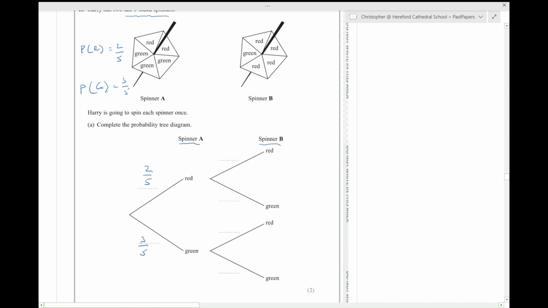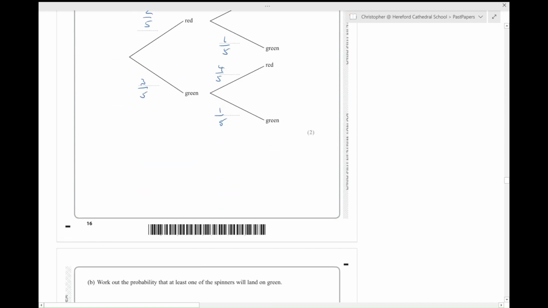Good. Spinner B, probability of getting a red is 4 out of 5, isn't it? Look, 1, 2, 3, 4. So probability of getting a red is 4 out of 5. So probability of getting a green is 1 out of 5. 4 out of 5. 1 out of 5. So that is my probability tree diagram completed. Now, what's it going to ask me? Work out the probability that at least one of the spinners will land on green.